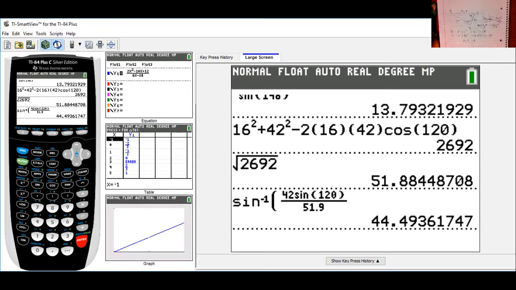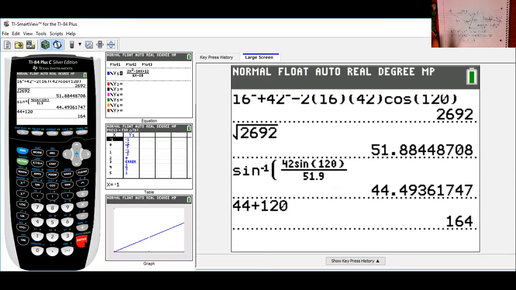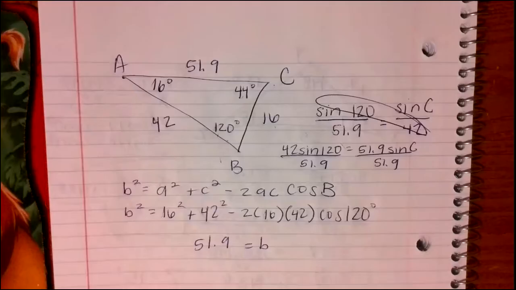And then we know 120, we know 44, so we know 2 angles. We can subtract from 180 and find the rest. So angle A would be 16 degrees. So we found everything.